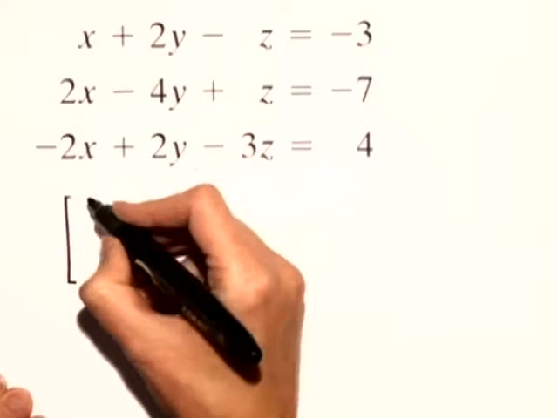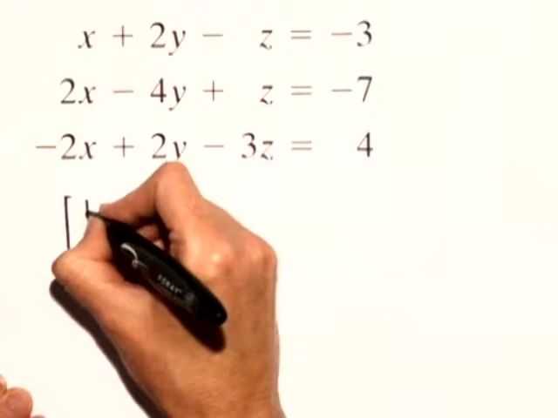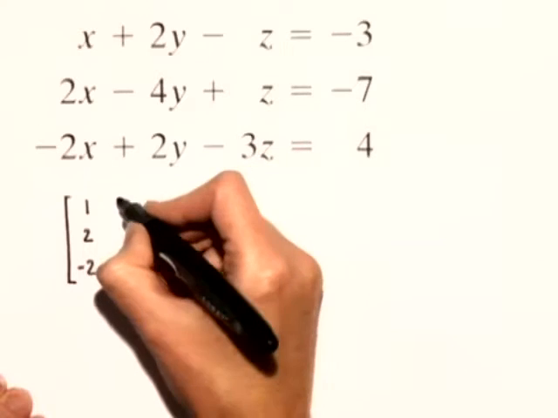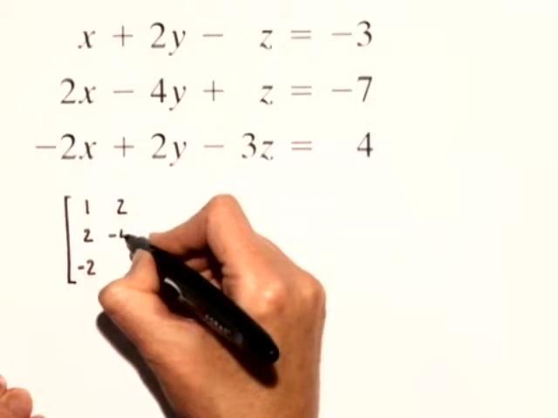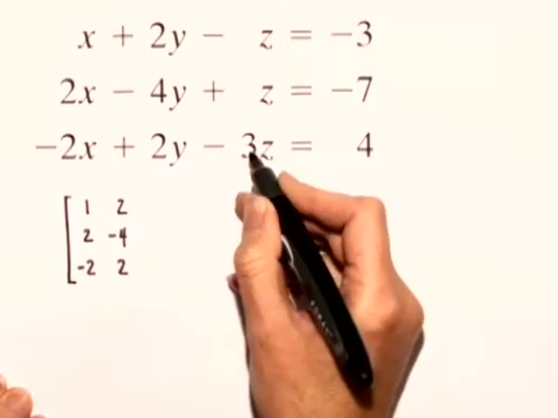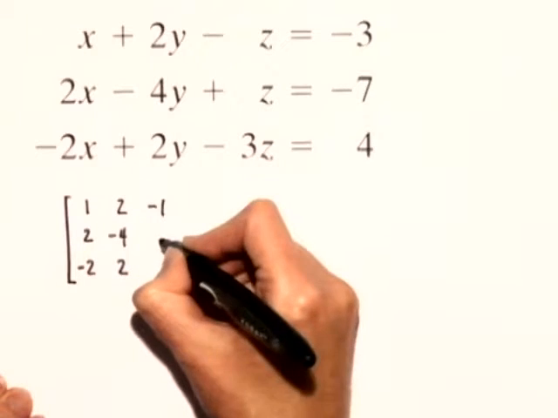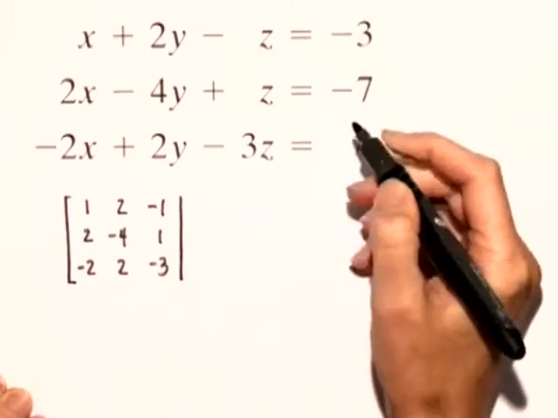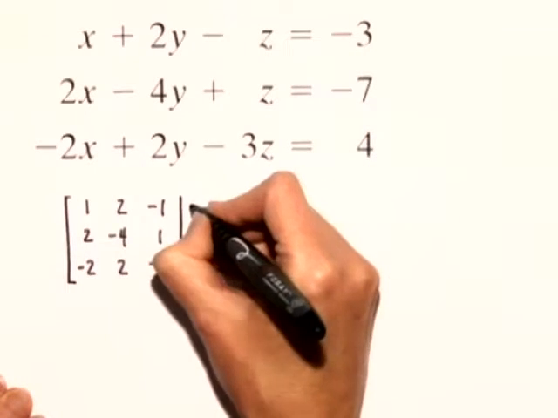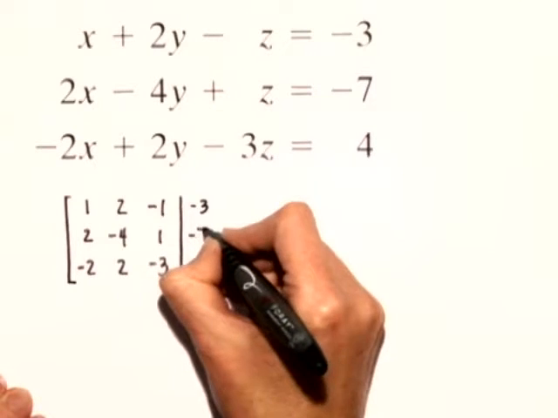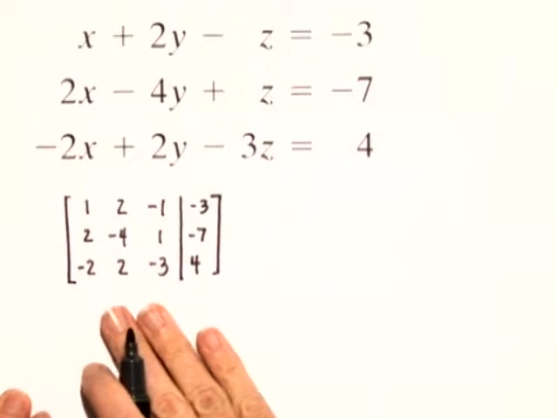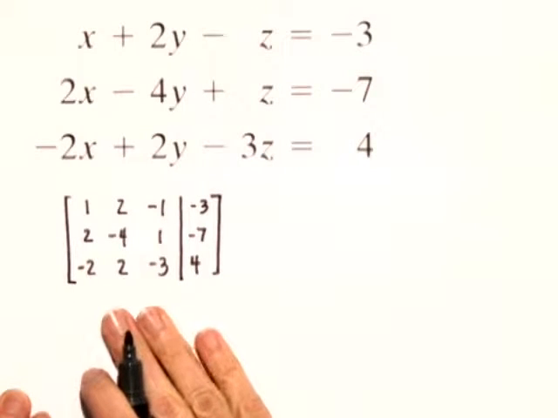I'll write them in columns, so the coefficients on x are 1, 2, and negative 2. The coefficients of y are 2, negative 4, and 2, and the coefficients of z are negative 1, 1, and negative 3. And we draw a line for our equal sign, and on the right hand side the constants are negative 3, negative 7, and 4. Now we'll be performing some operations on this matrix so that we can solve the system of equations.